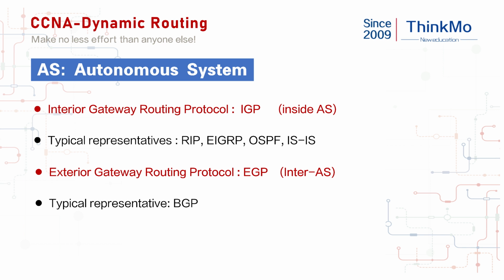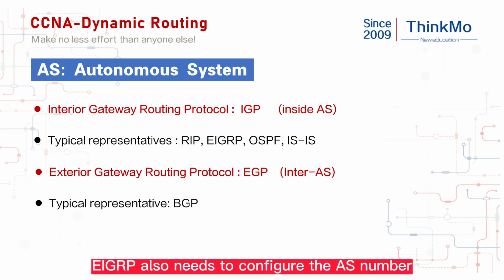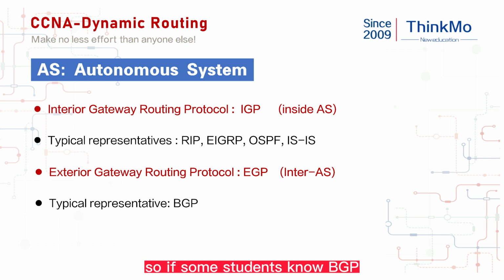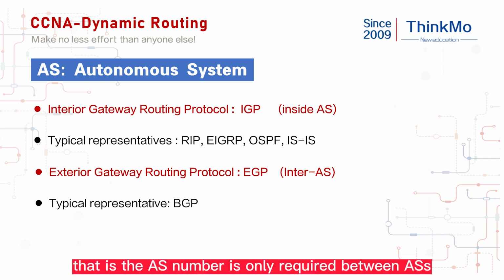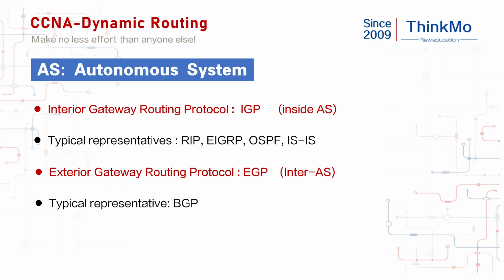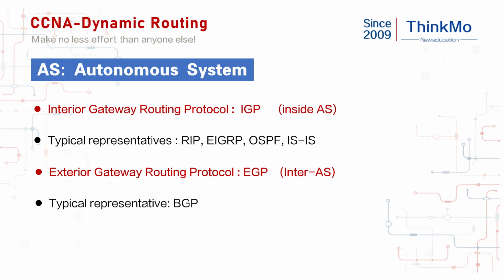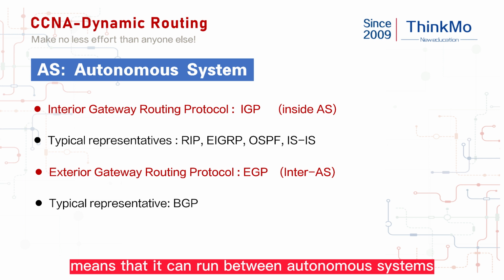You will find EIGRP also needs to configure the AS number. So if some students know BGP, you will feel very familiar, because the AS number is only required between ASs. So when you come across a protocol where the AS autonomous system number needs to be specified, it means that it can run between autonomous systems. It is not a pure interior gateway routing protocol.